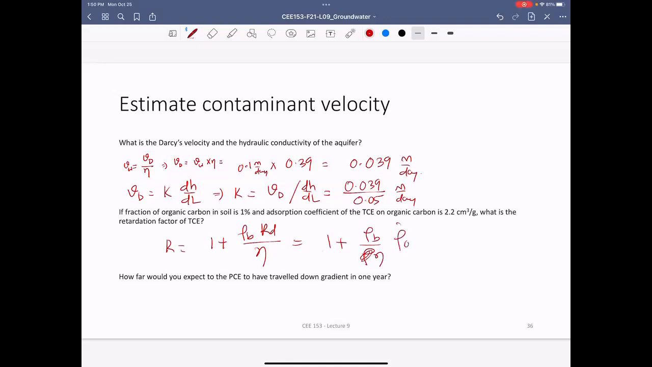Kd is foc times Koc. All these numbers are given. What is the fraction of organic carbon? Koc. So you just put in the values and get the answers.